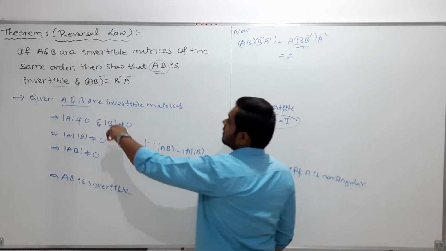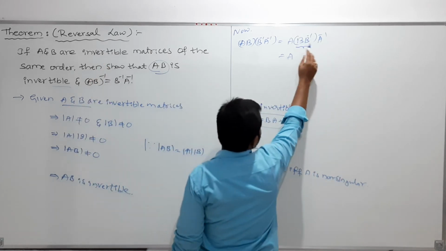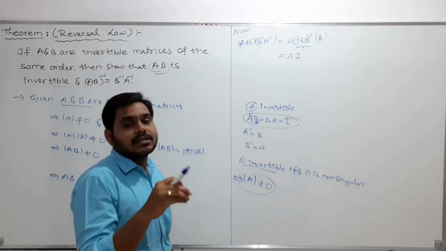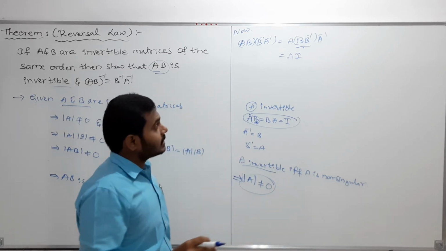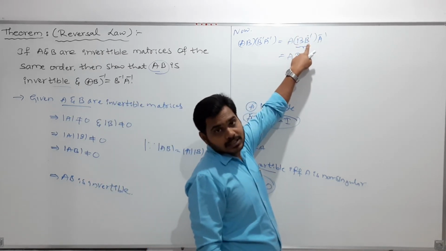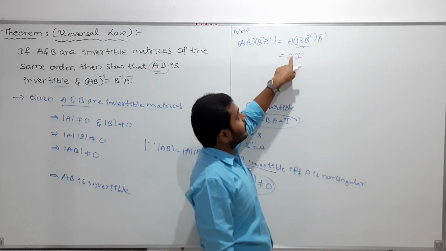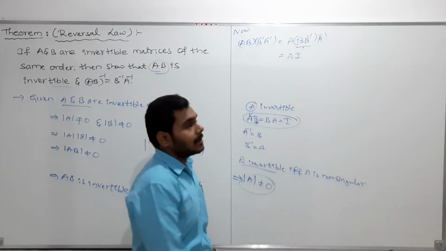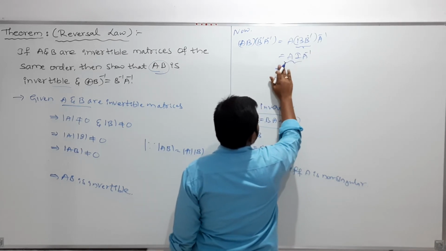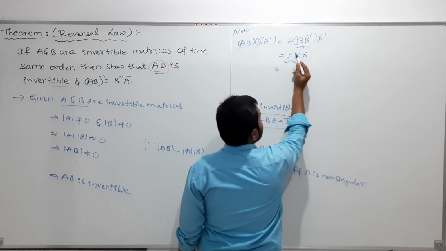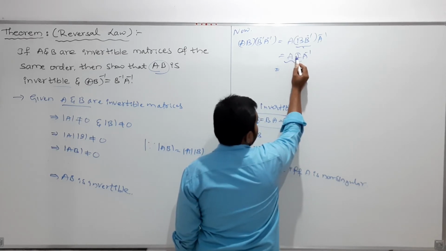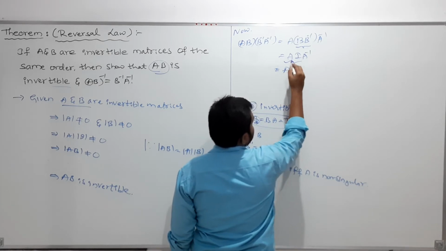Since B is invertible, B into B inverse is equal to the identity matrix. Clear? So if you multiply any invertible matrix with its inverse, you should get the identity matrix. Therefore A into B into B inverse can be written as A into I into A inverse. And now, my dear students, if you multiply any matrix with the identity matrix, you again get the same matrix. It means A itself. Clear?